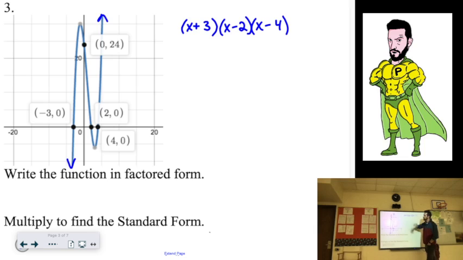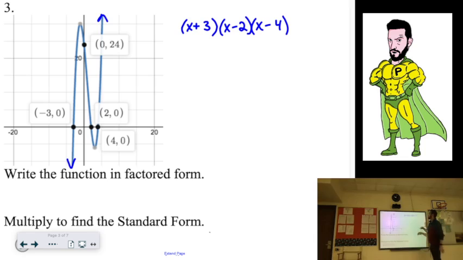Now if you look, they also marked the point 0, 24, which would be the y-intercept. And the y-intercept with these polynomials is always just the constant term at the end. So we don't need to use that right now, but it will show up in our equation later if we've done it correctly. Woo! I hope you do.